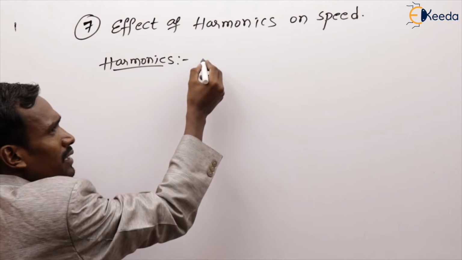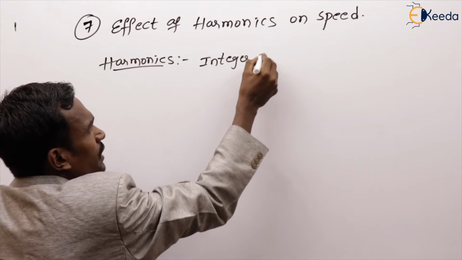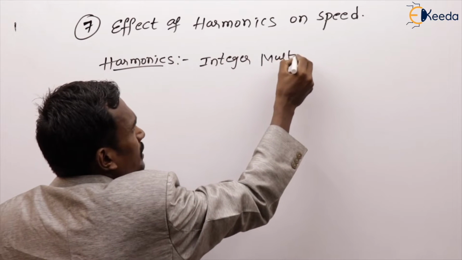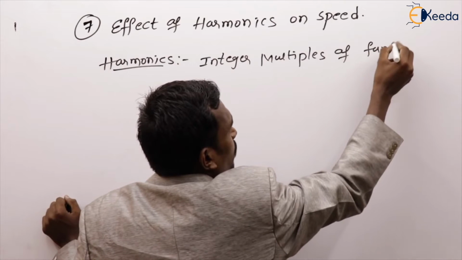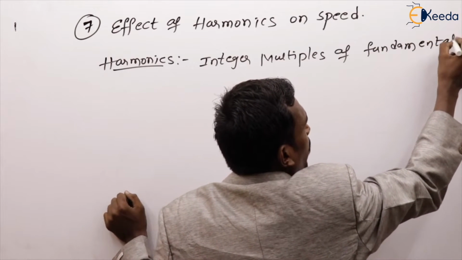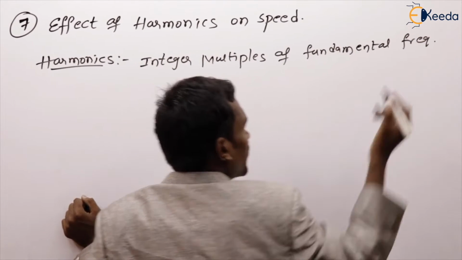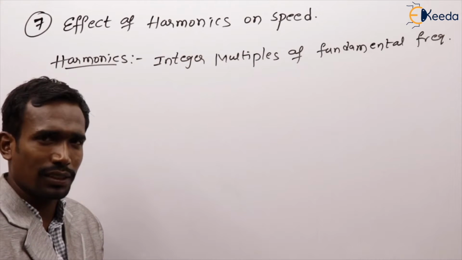Harmonics are nothing but integer multiples of the fundamental frequency. Integer multiples of the fundamental frequency are called harmonics.